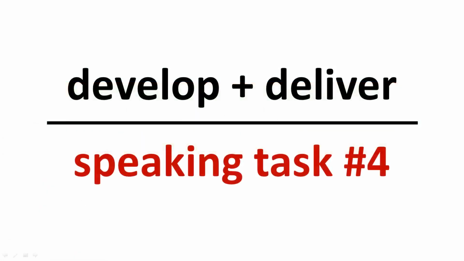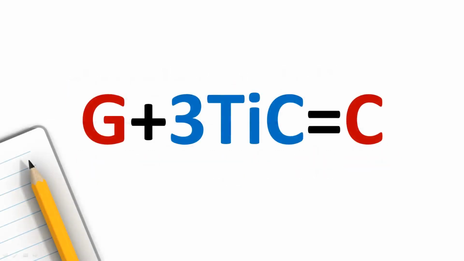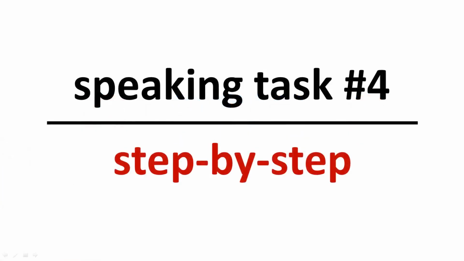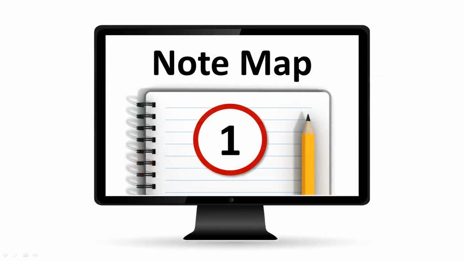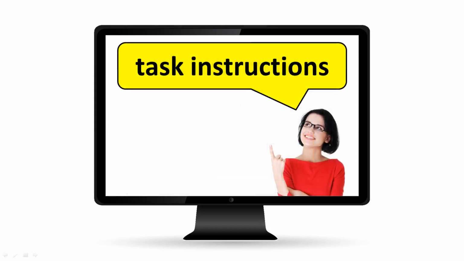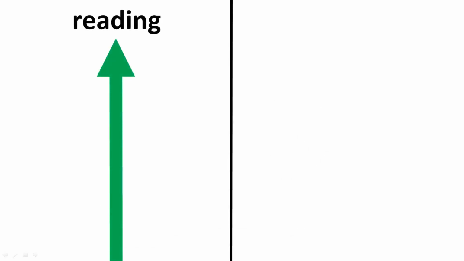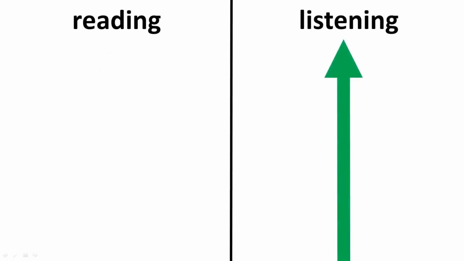You can develop and deliver a response for Speaking Task 4 using the argument map G, 3-tick, C. On test day, follow these strategies step by step. Step 1. Make a note map. As you listen to the task instructions, make a note map. Divide a piece of paper in 2. Put reading on the left and listening on the right.